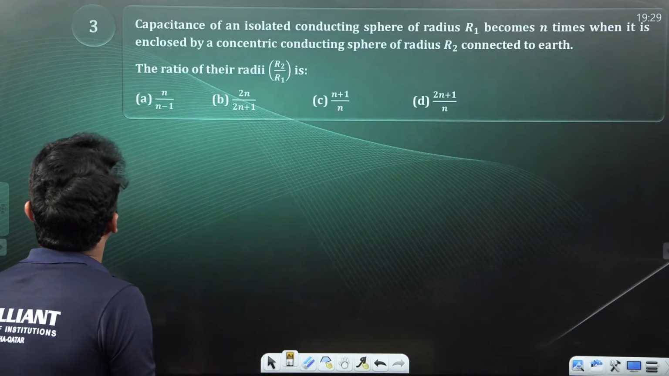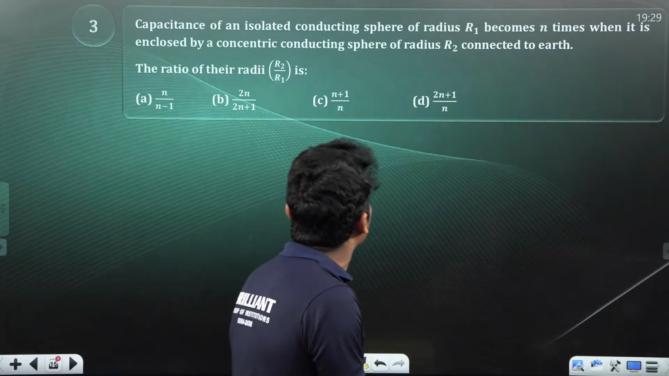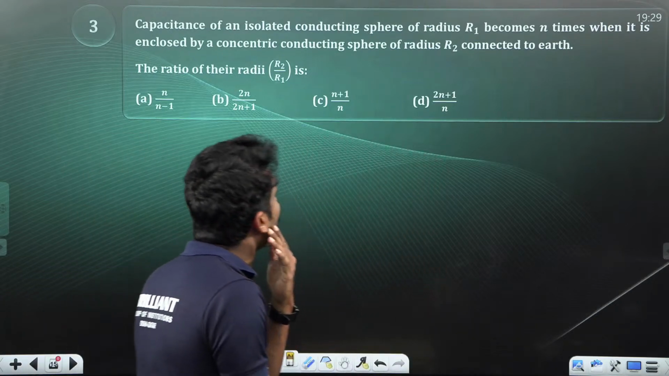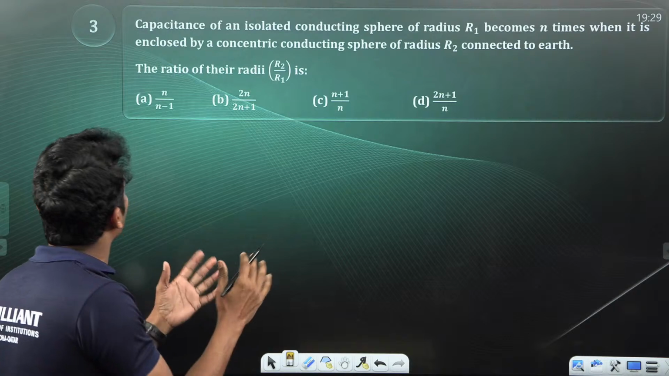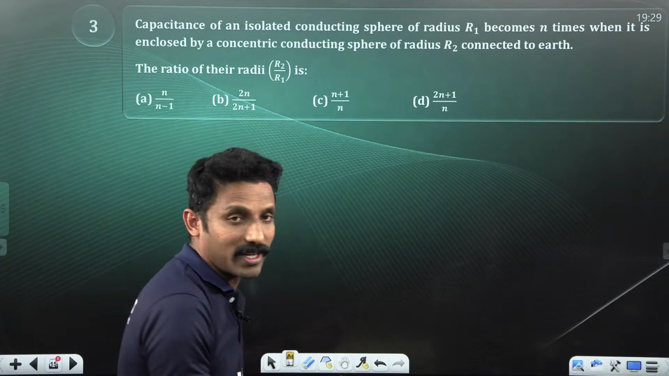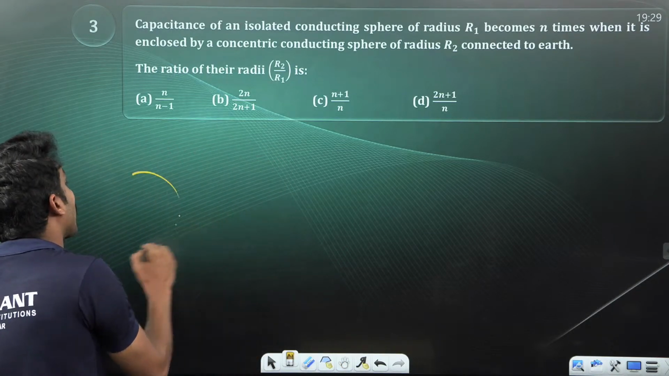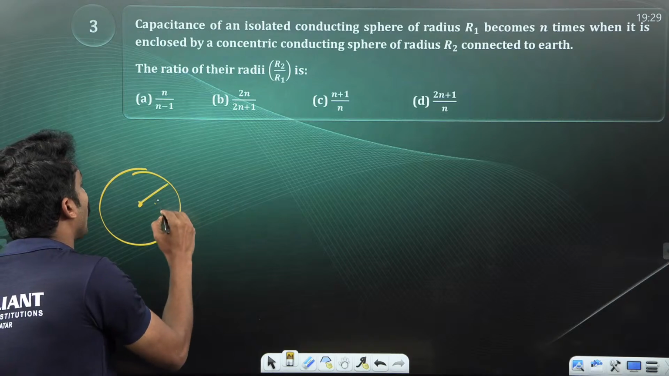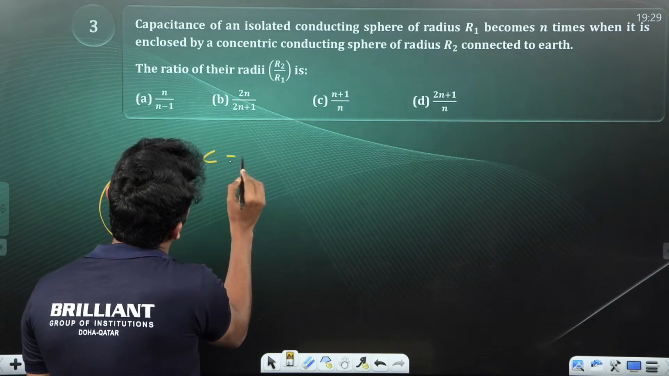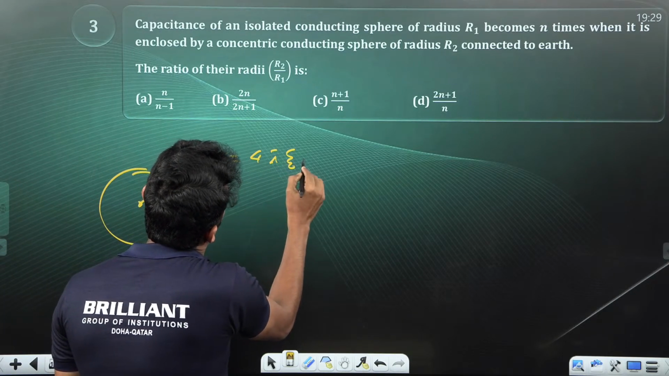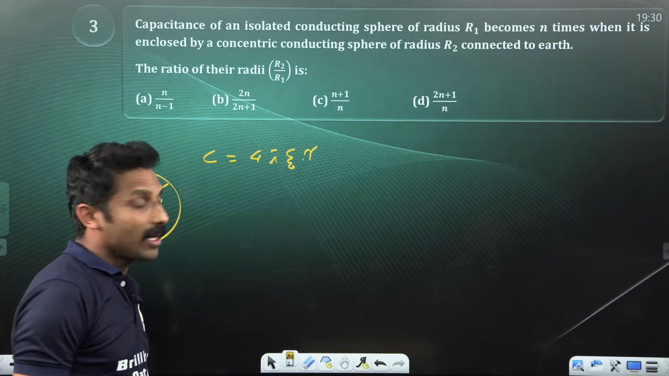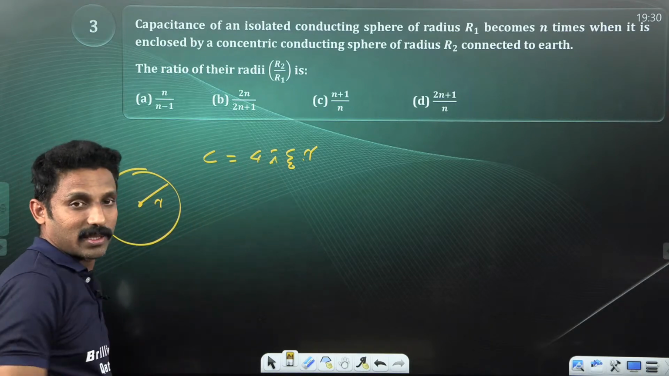Now the third question is: capacitance of an isolated conducting sphere of radius r1 becomes n times when it is enclosed by a concentric conducting sphere of radius r2. Consider this a conducting sphere of radius r1. What is the capacitance of a sphere? It is 4 pi epsilon naught into radius. Clear? For a single sphere, this is the capacitance, isn't it?